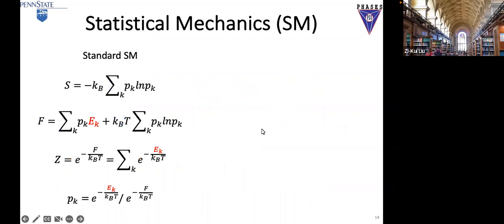Okay, now I want to go back to make the comparison between the standard, I call it standard statistical mechanics, which is the entropy, free energy, partition function, and the probability of different states. Now, if you take the one I just discussed, I call it Zentropy, and then entropy is different. You get the extra term there. And if you get that term there, your free energy is different.